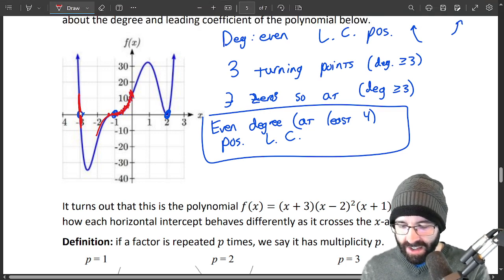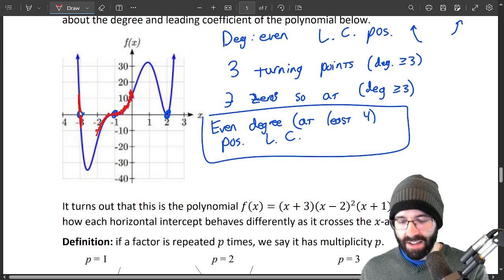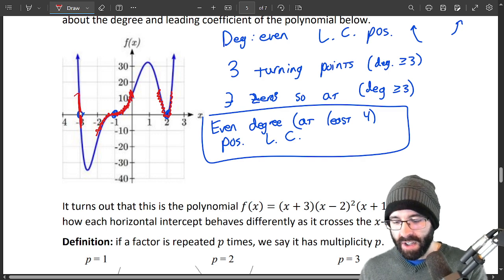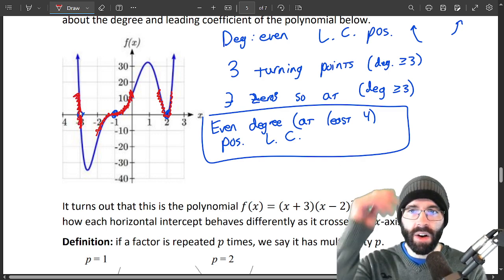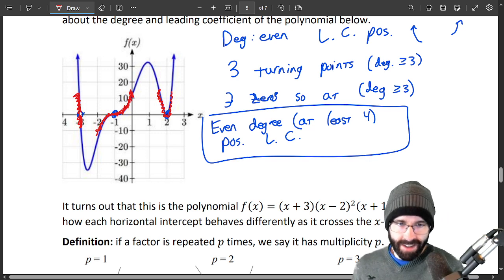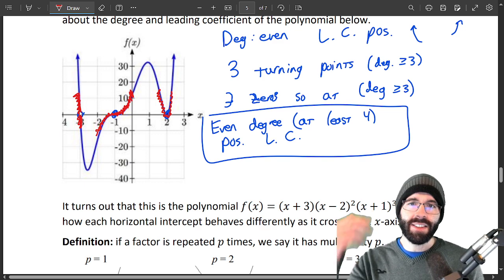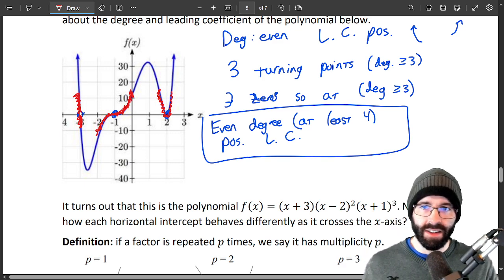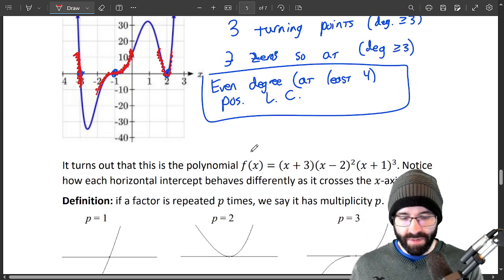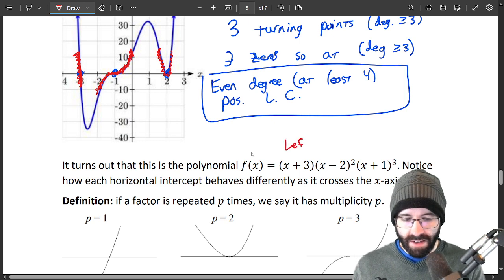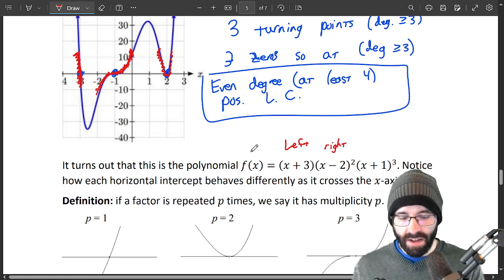How it crosses here is a little different. How it crosses, well, this one, it just bounces right off. So notice that this first case cuts straight through, like an arrow. The second place cuddles up to it and then crosses. And the third one bounces off. Well, notice what's happening. That's the one on the left. That's the one on the right. That's the one in the middle.